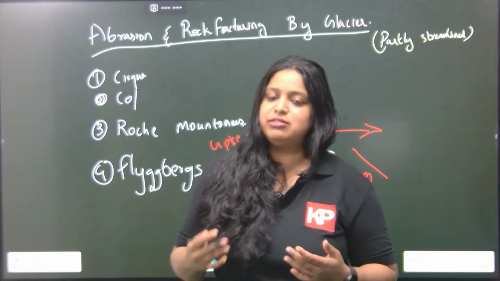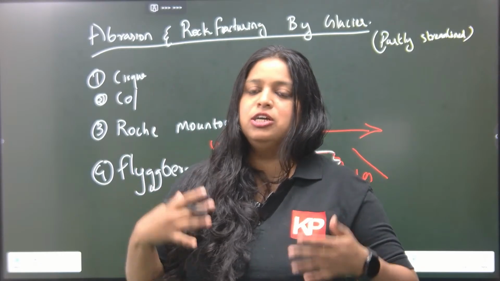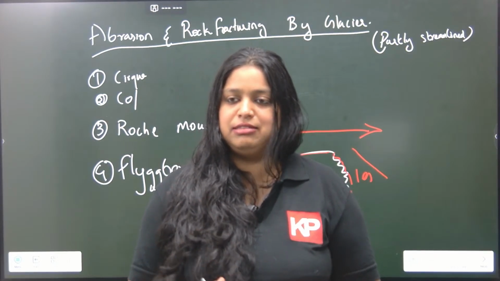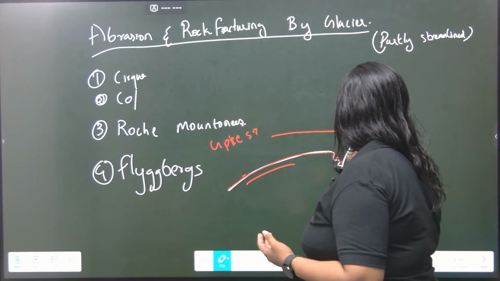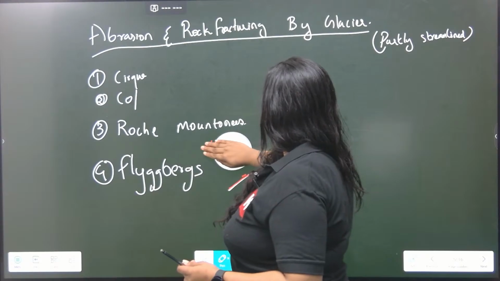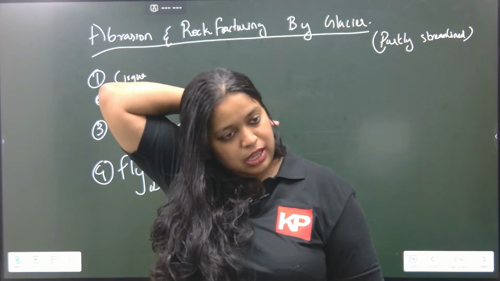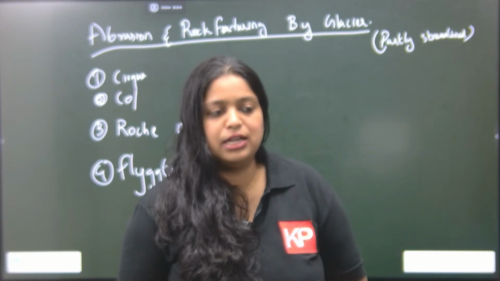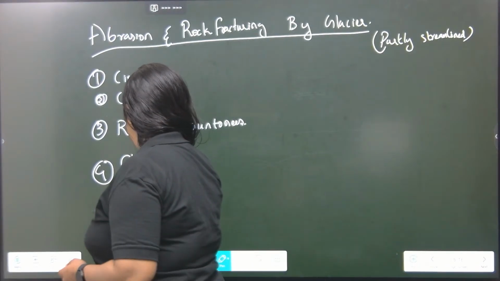Roche moutonnées are streamlined bedrock features which have a smooth stoss side and a rugged lee side. When their dimension is around 100 meters or more, we call them roche moutonnées. And if they are much larger, greater than 1000 meters or 1 kilometer, we call that a flyggberg. Then the next one is crag and tail.